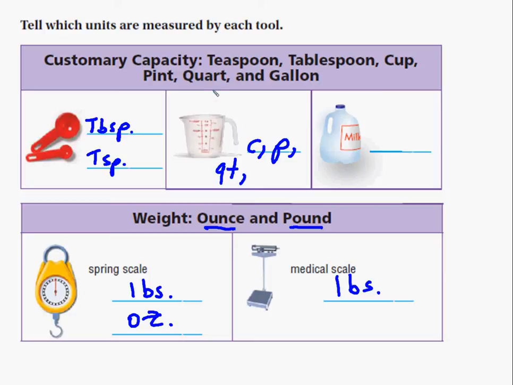And gallons, you could measure gallons with this. I believe 8 of these would make a gallon. But this is a milk jug. This is a gallon-sized milk jug. This is exactly a gallon. So this would be something that's measured in gallons.